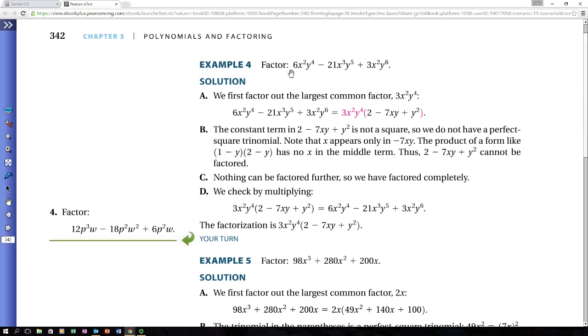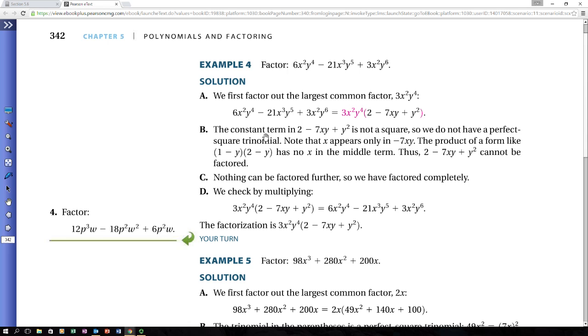It'd be very easy to go in here and miss the 3, take out the x squared y to the 4th, and it's still possible to get the right factoring, but it's created a lot more complex trinomial you're going to have to work with. So get that largest common factor. Using prime factoring again is a very good tool. Well, we factor that out and we get this multiplication here of 3x squared y to the 4th times the quantity 2 minus 7xy plus y squared.